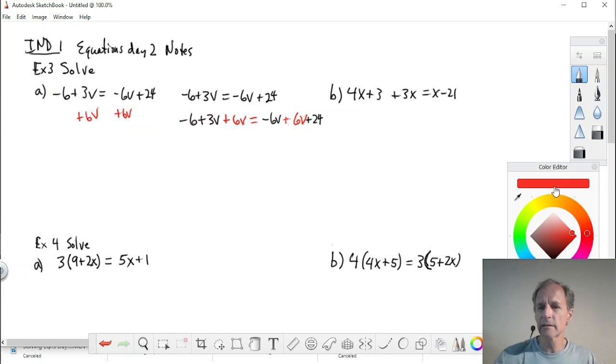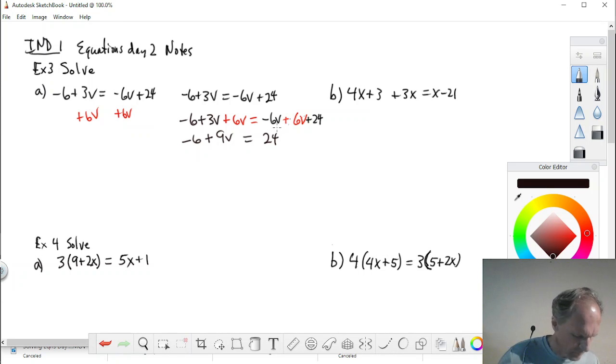So what's next? Negative 6 plus 3v and 6v is 9v. Here, negative 6v plus 6v is 0, leaves 24. Okay, so now what do we do? We want to get the v's by itself, get rid of the 6. So we're going to add 6 to both sides because this is a negative 6 that we want to get rid of. Okay, so that's negative 6.